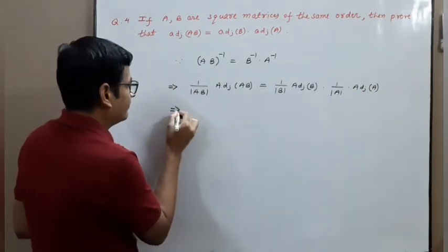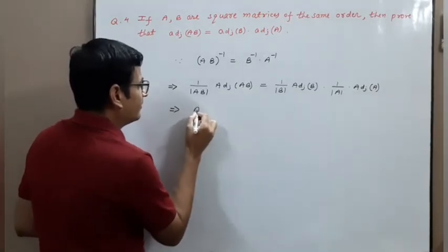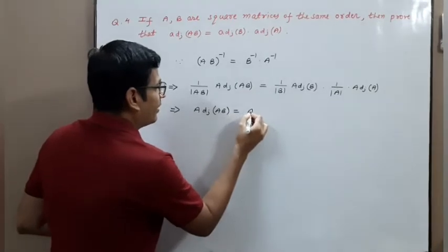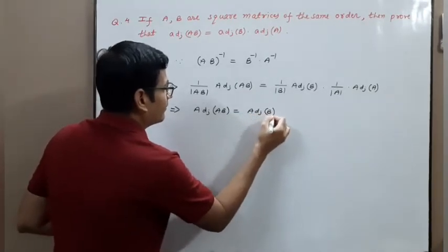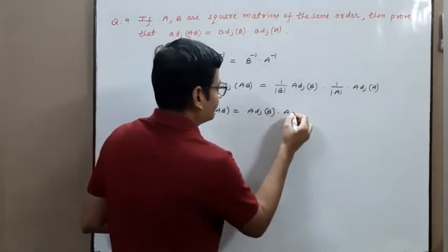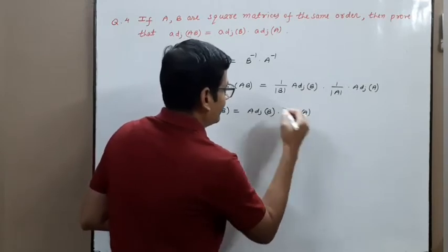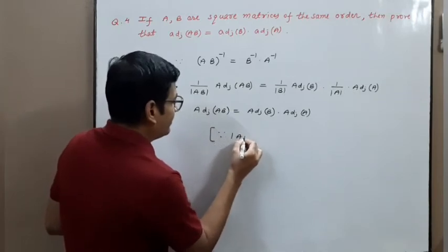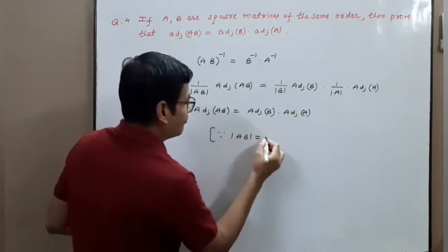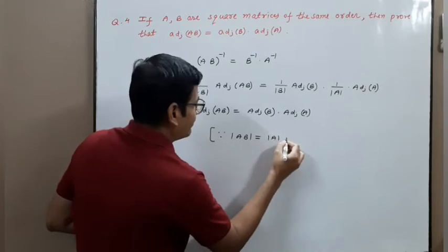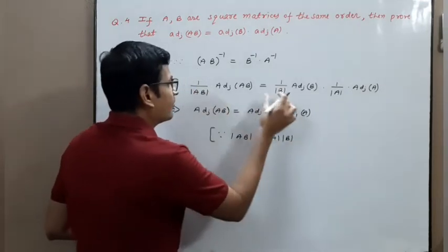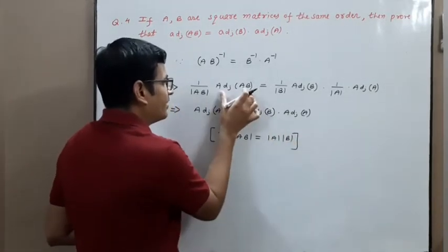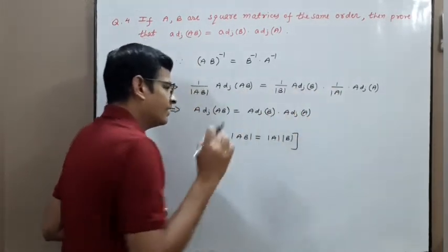Next step, adjoint AB is equal to adjoint B into adjoint A. Why? Because we know that determinant AB is equal to determinant A into determinant B. So this or this cancel, this into this equal to this. So we get adjoint AB equal to adjoint B into adjoint A.